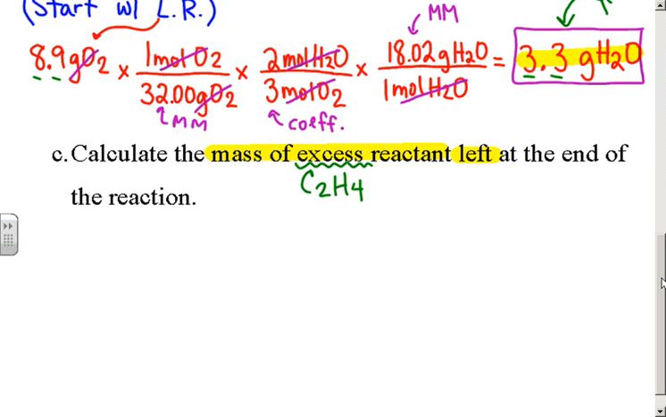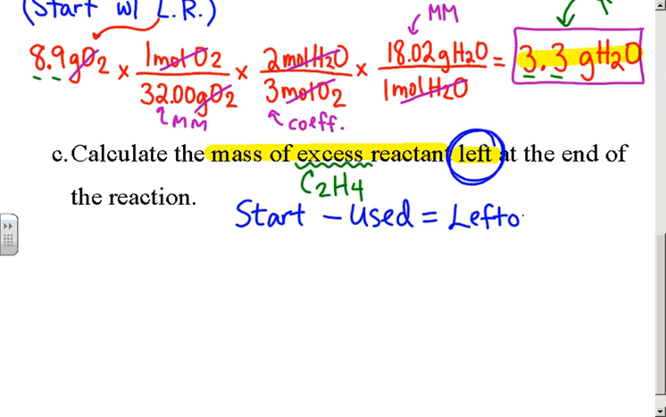In order to figure out how much C2H4 is left, let's think about what happens in this reaction. Basically, you have some amount of ethene, C2H4, to start with. And then in the course of the reaction, you use some of it. Well, the amount that you use is going to be subtracted from the amount you start with. That will tell you how much you have left over. This is kind of a common sense thing. If you think about how much of something do you have at the beginning minus the amount you used, that tells you how much you still have left at the end.